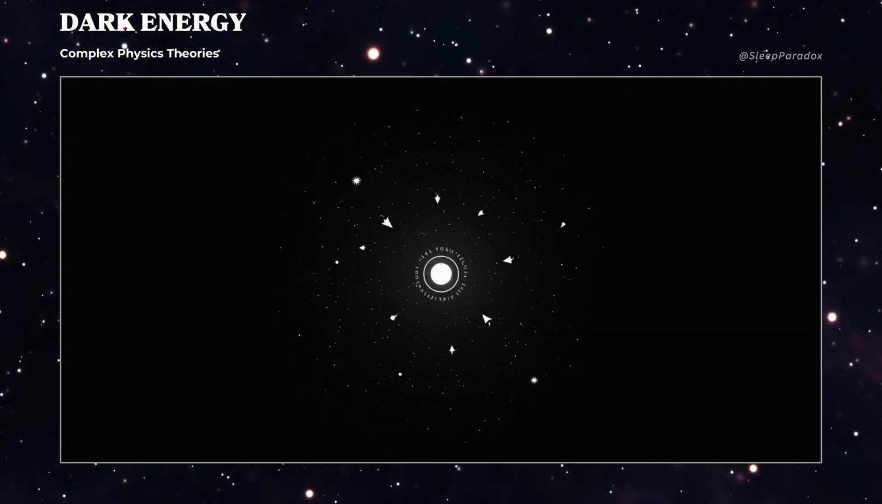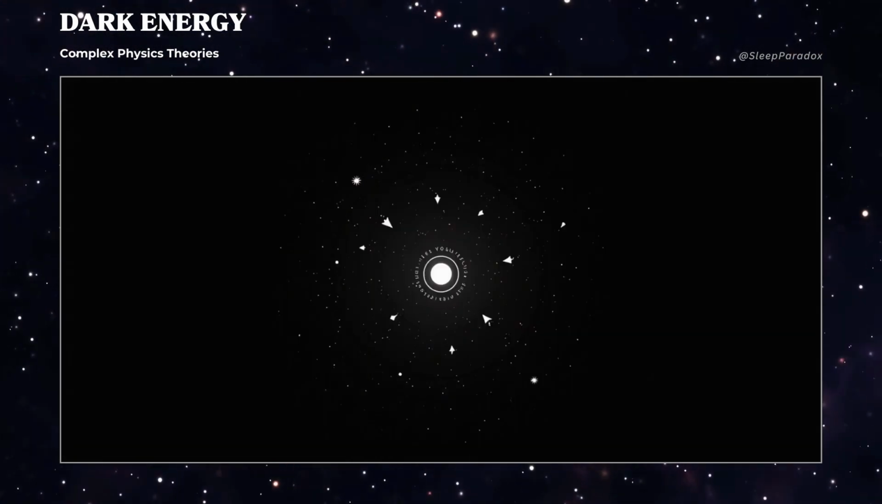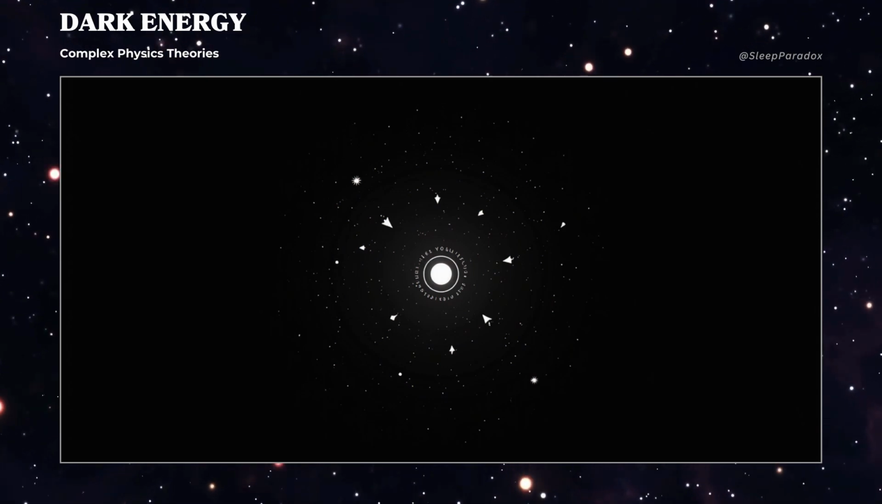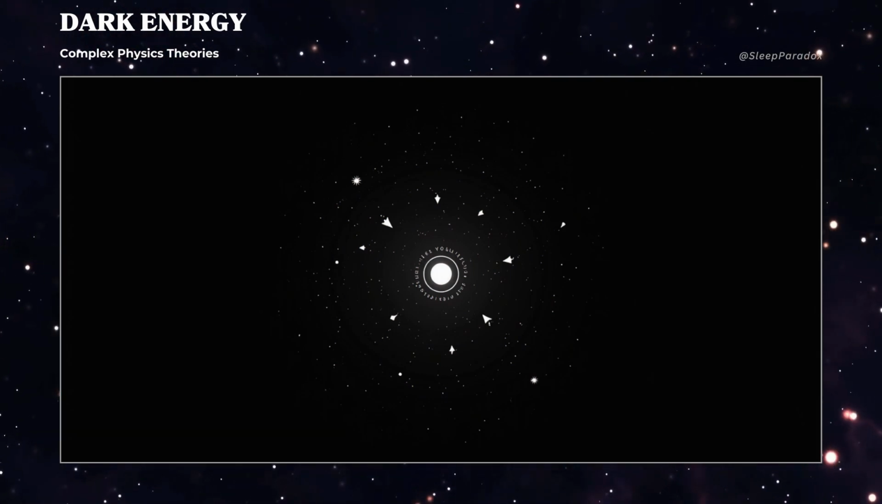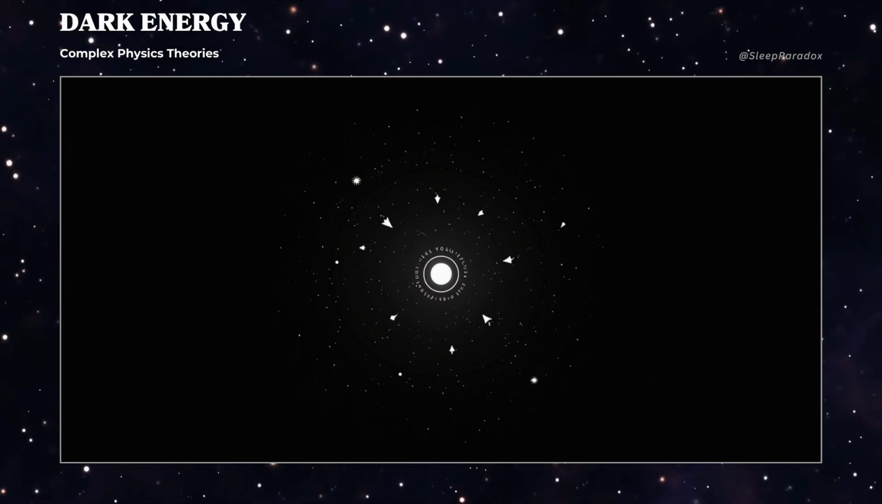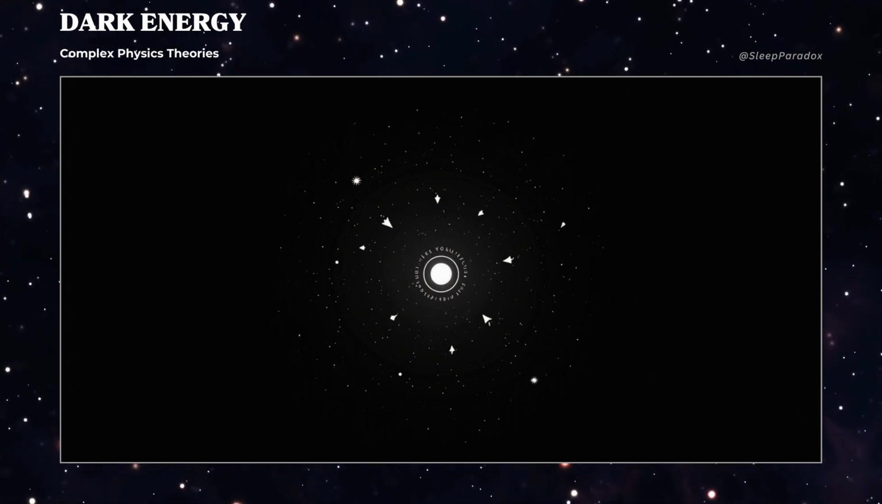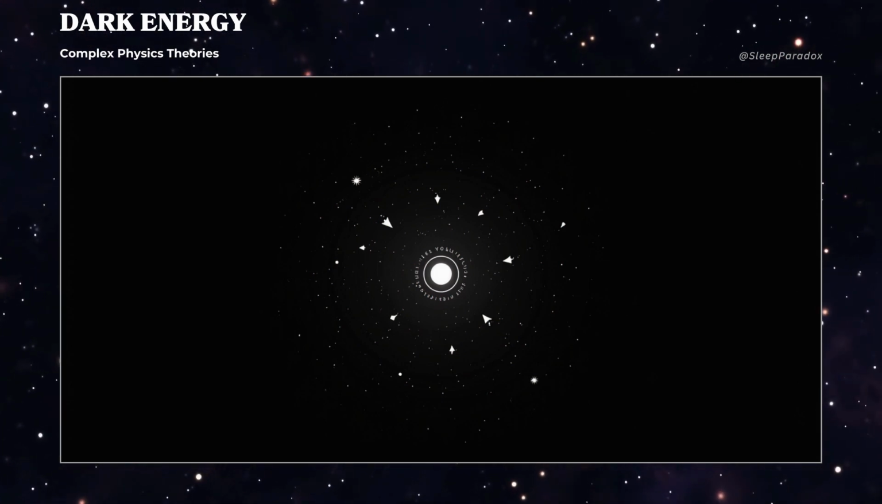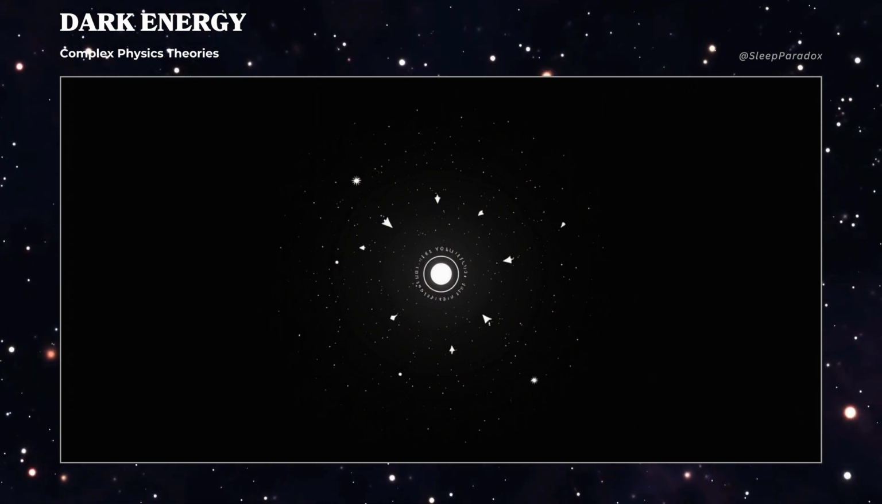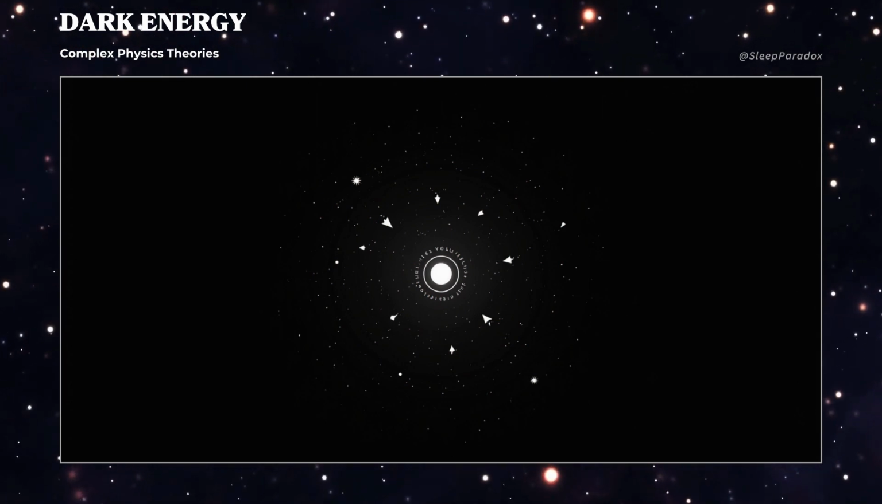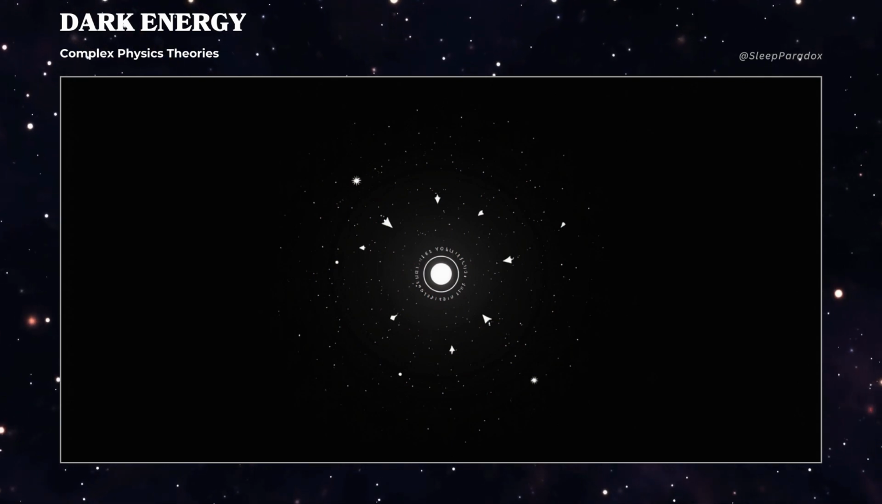In the vast expanse of the universe, a mysterious force is at play, tugging at the very fabric of space itself. This force, known as dark energy, is responsible for one of the most astonishing discoveries in modern astrophysics, the accelerated expansion of the universe. To understand dark energy, imagine the universe as an enormous stretchy fabric, like a trampoline.